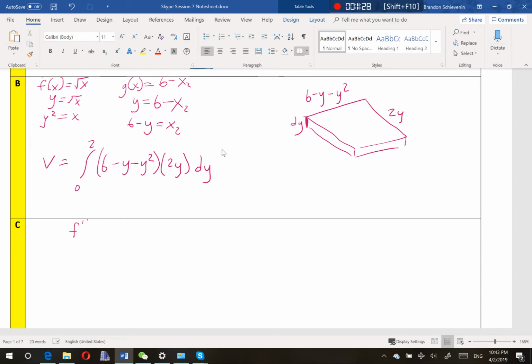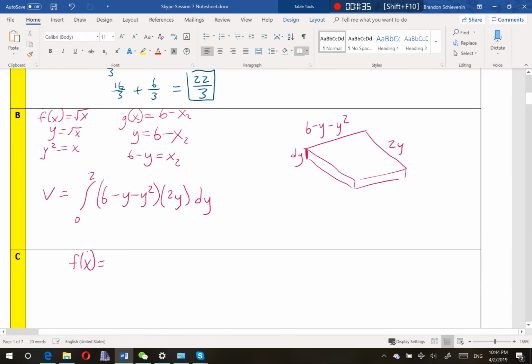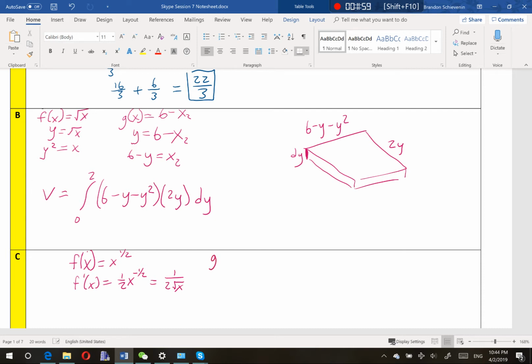I guess I'll do this in 2 steps. So our f of x was x to the 1/2 power. What happens when I derive? 1/2 x to the negative 1/2 power, or 1/2 root x. I actually need the derivative of g as well, because I need to figure out where this is going to be perpendicular. So, what is g prime at x?